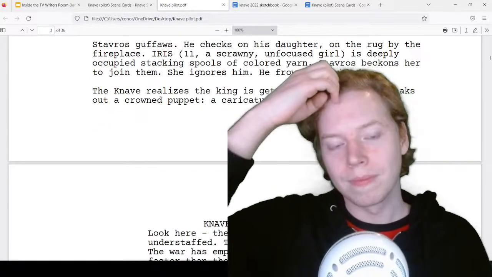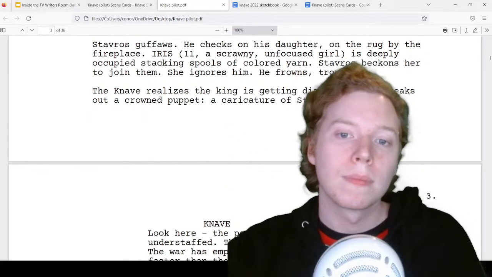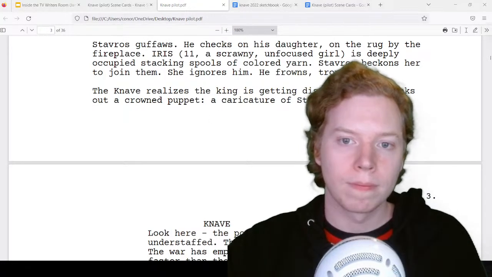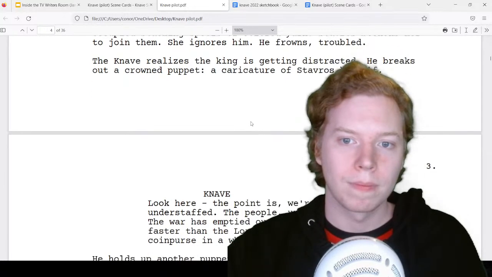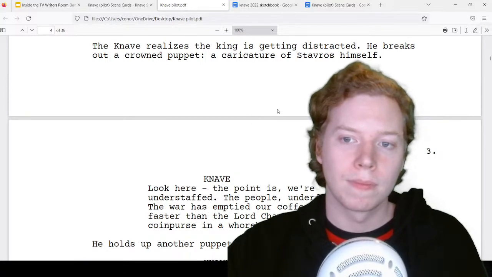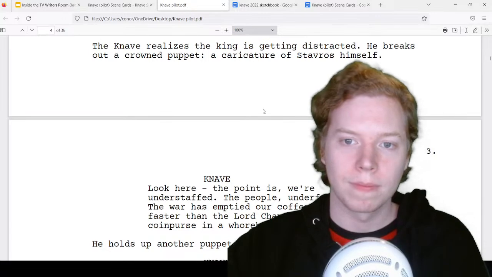Stavros guffaws. He checks on his daughter on the rug by the fireplace. Iris, 11, a scrawny and focused girl, is deeply occupied stacking spools of colored yarn. Stavros beckons her to join them. She ignores him. He frowns, troubled. The knave realizes the king is getting distracted. He breaks out a crowned puppet. A caricature of Stavros himself.